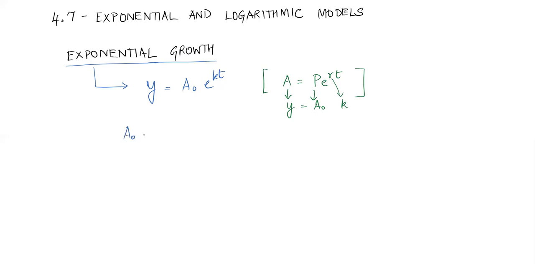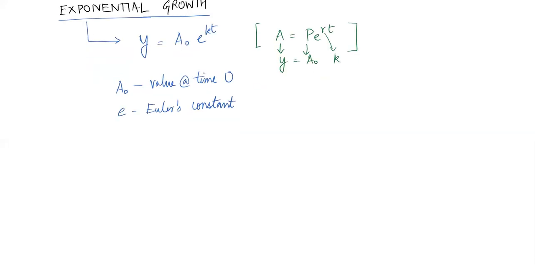And to define these values, a naught represents the value at time 0. That's why it's a naught, right? Say the initial value. e is that constant we know, Euler's constant. And of course, k is the rate of growth, right? Because it's the rate of growth, it will be positive. And y, of course, will be the end result, after the growth has taken place.